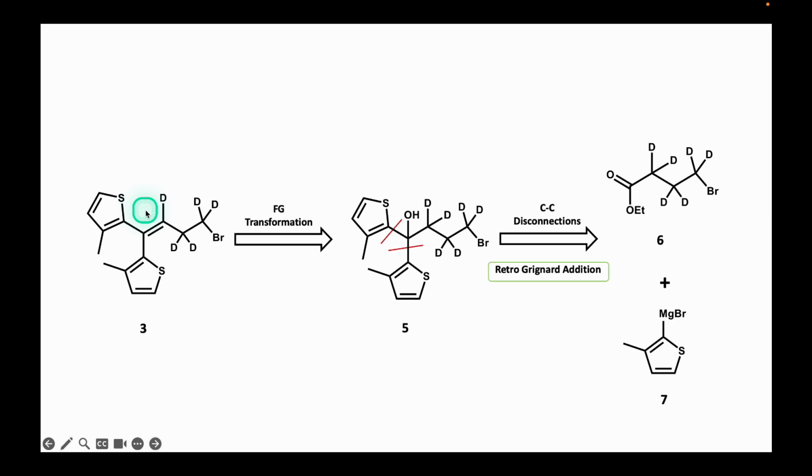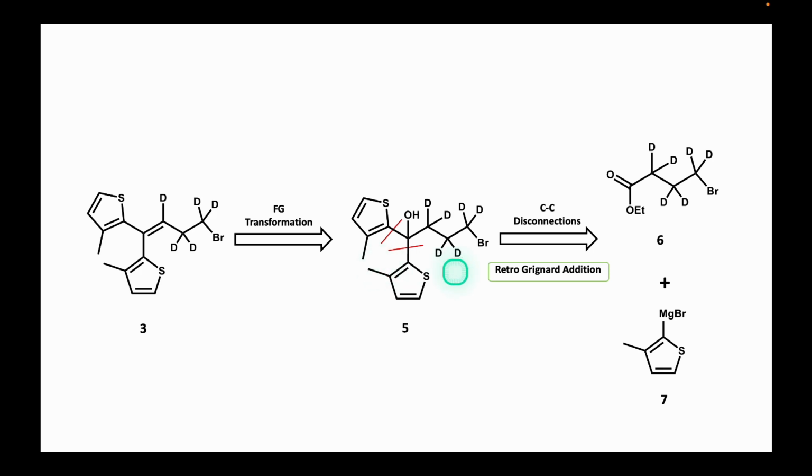The double bond of 3 functions as a retron, and it can be generated through the elimination of a hydroxyl group in compound 5, which is subsequently obtained by means of a functional group transformation. The tertiary alcohol in 5 is bonded to a carbon atom that is substituted by 2 identical thiophene rings. This structural characteristic suggests for its formation a double addition of a nucleophilic thiophene reagent, such as a Grignard reagent, to an ester functional group.